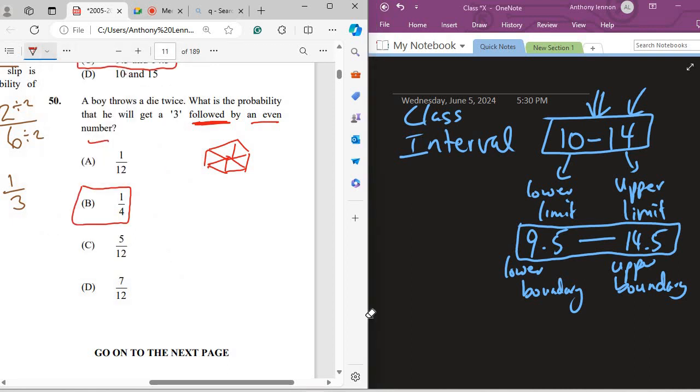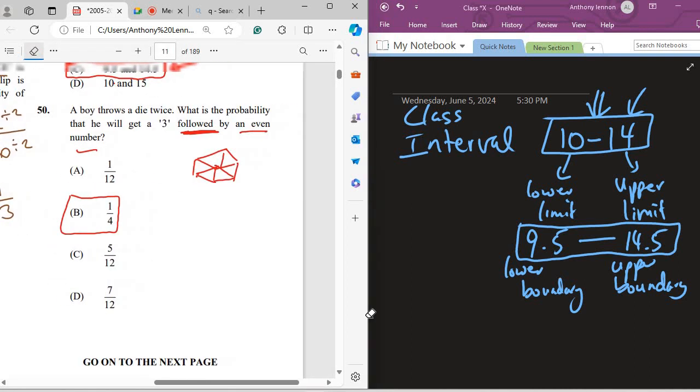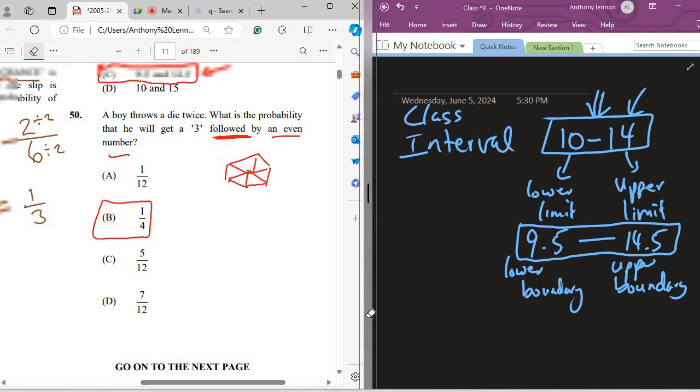The first event, right? We're looking at what? What the probability that he will get a 3 for the first event, followed meaning right after. What is the probability that he will get an even number right after? So for event 1, the first event, and then we have event 2, the second event. Let's check the probabilities.